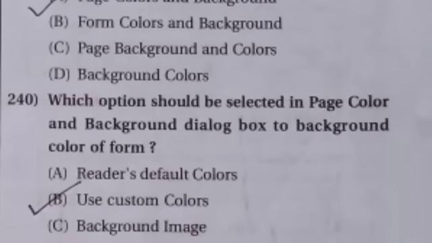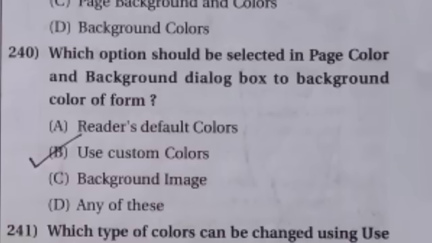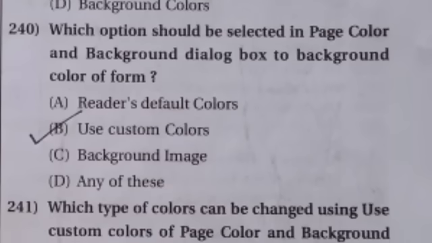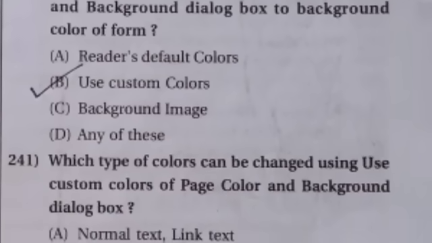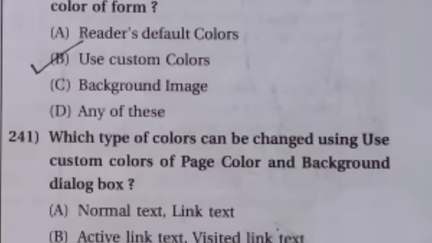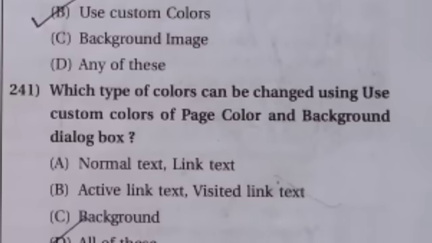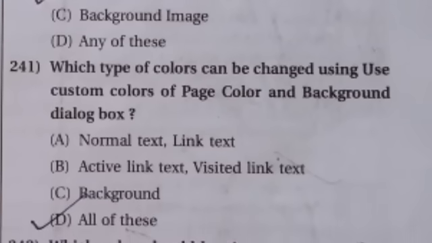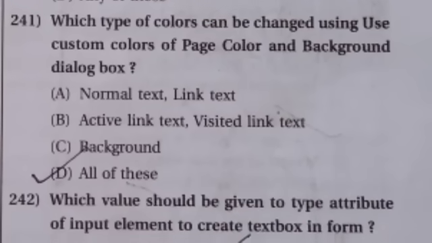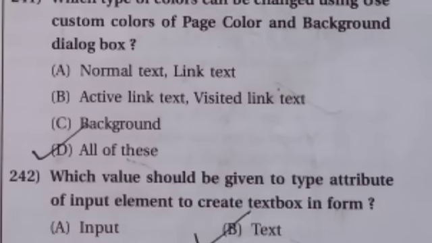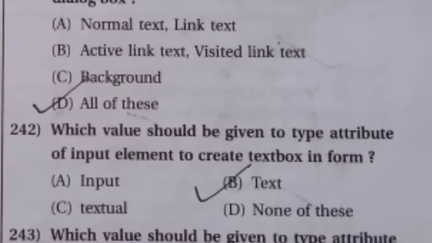विच ऑप्शन शुड बी सिलेक्टेड इन पेज कलर एंड बैकग्राउंड डायलॉग बॉक्स टू बैकग्राउंड कलर ऑफ फॉर्म? तो बी आंसर है यूज कस्टम कलर. विच टाइप ऑफ कलर कैन बी चेंज यूजिंग यूज कस्टम कलर ऑफ पेज कलर एंड बैकग्राउंड डायलॉग बॉक्स? आंसर है डी ऑल ऑफ दिस. विच वैल्यू शुड बी गिवन टू टाइप एट्रीब्यूट ऑफ इनपुट एलिमेंट्स ऑफ क्रिएट text box in form?